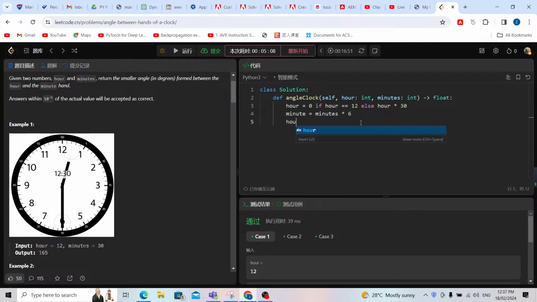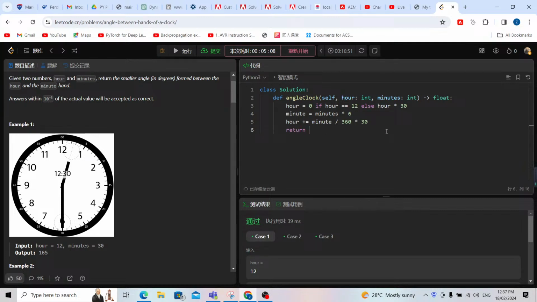But we also need to calculate the hour hand, because after the minute hand moves, the hour hand also moves. But how can we check that? So the hour hand would plus equal the minute hand, which is just the minute divided by 360, meaning how many percent for the minute hand. But for one circle it will be 30 degrees. So we're going to times 30. So this means how many degrees the hour hand moves because of the movement of the minute hand.